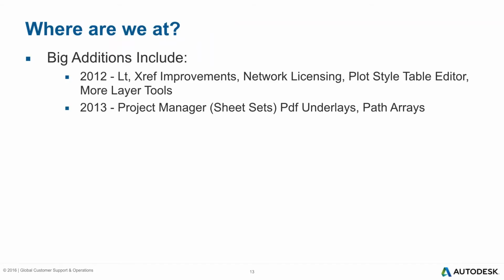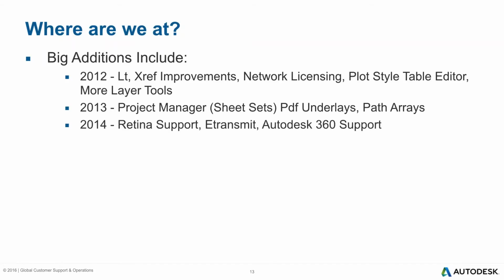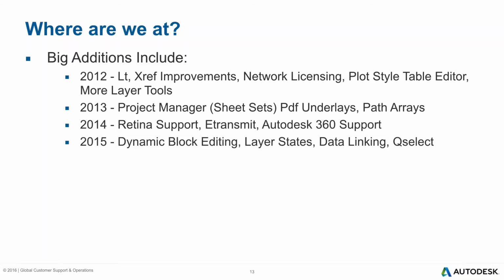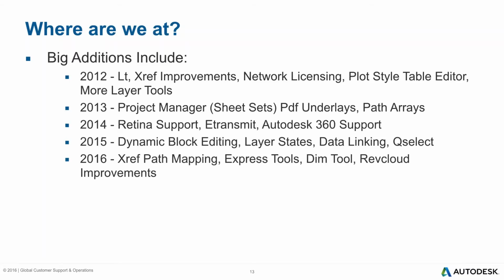In 2013, we got the Project Manager, which is support for sheet sets, PDF underlays, and path arrays. 2014 was a big year. We got Retina support for high-res screens. We got eTransmit, and we got Autodesk 360 support for syncing your files. In 2015, we finally got dynamic block editing. We got support for layer states and data linking. We got Quick Select. And in 2016, we got XREF path mapping.